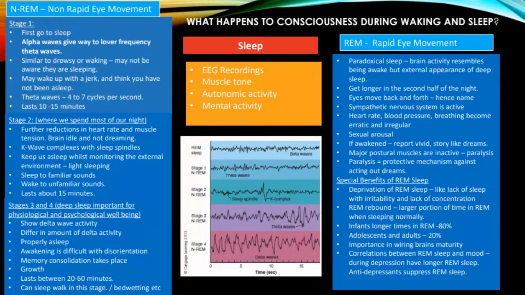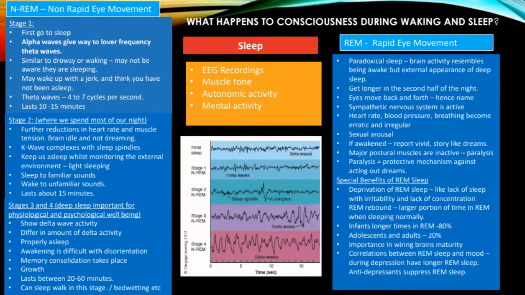So we're moving through these different stages within a cycle. Stages 3 and 4 generally go together. They're quite similar, and that's where our deep sleep occurs. And it's in that part of deep sleep that real physiological and psychological repair and restoration takes place. That's where the brain activity is showing delta waves. People differ in the amount of delta activity, but it's basically where we are properly asleep.